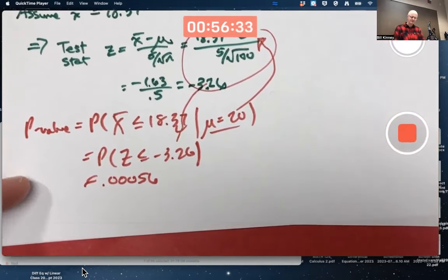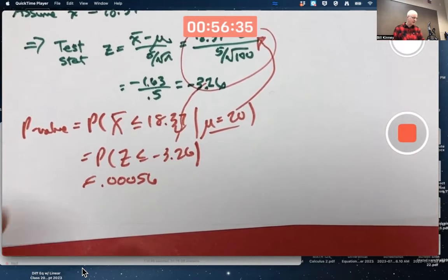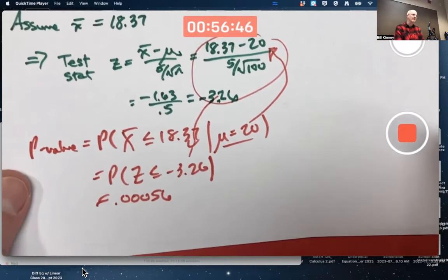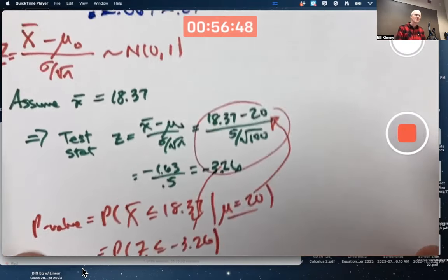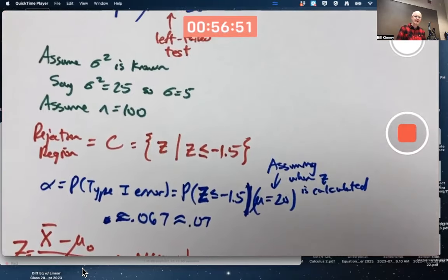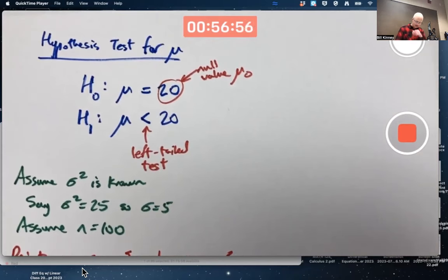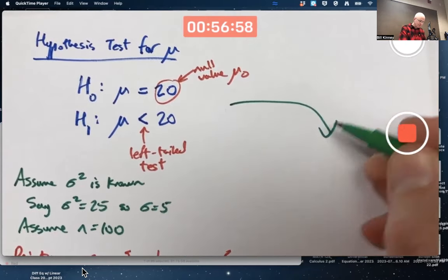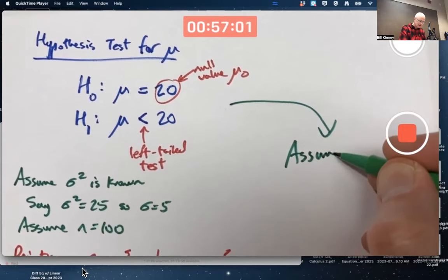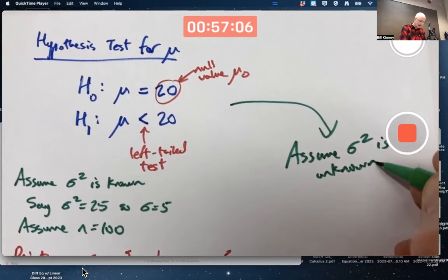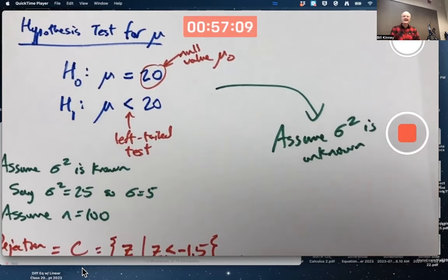But wait a minute. This was all done under the unrealistic assumption that we knew sigma. That's not usually the case. You might argue it's never the case, except maybe in simulations. Well, even in simulations, you might wonder whether your simulation's accurate or not. So what about going back and doing the same exact test? But now let's assume sigma squared is unknown.